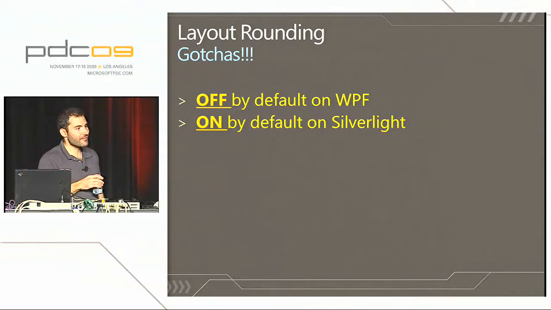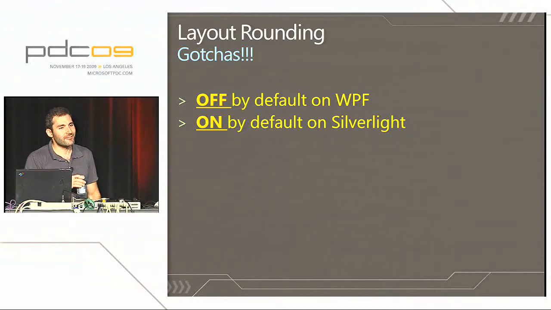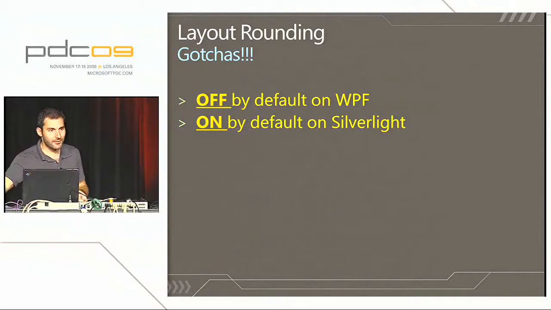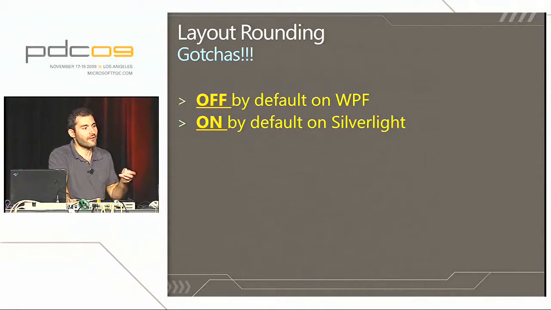Another gotcha, like I said, this was a Silverlight feature. It's on by default in Silverlight, and it's off by default in WPF. My recommendation would be to turn it on the root node of your WPF application, just so everything looks crisp. And then if you run into trouble with animations not looking good, or if you have grid cells that aren't lined up quite right, you can turn it back off. But by and large, people are going to benefit by having this turned on.